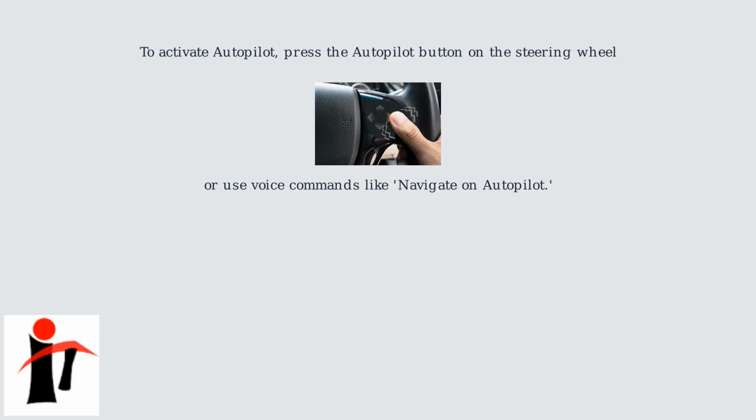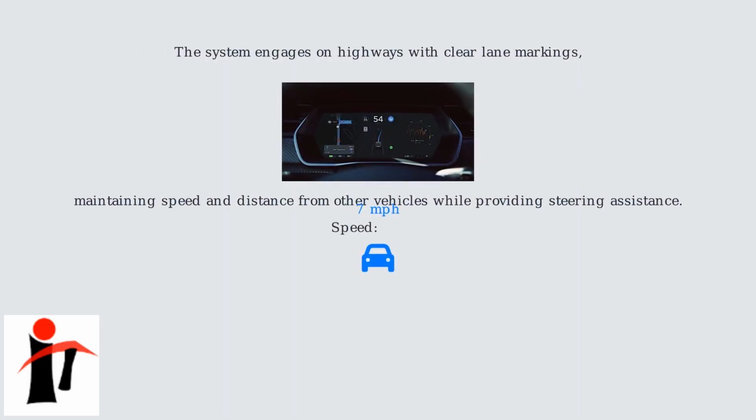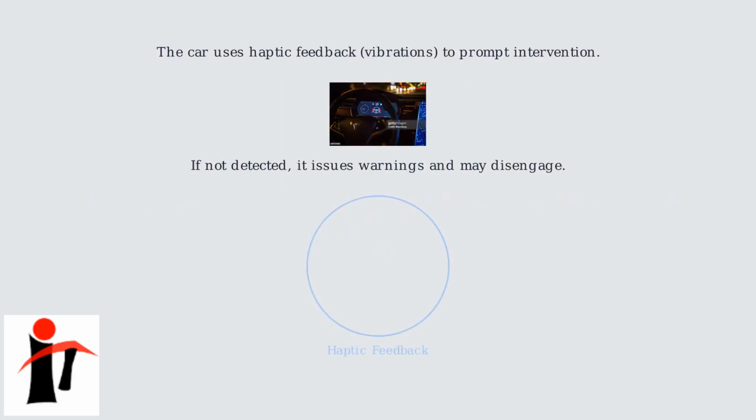To activate it, press the Autopilot button on the steering wheel or use voice commands like Navigate on Autopilot. The system engages on highways with clear lane markings, maintaining speed and distance from other vehicles while providing steering assistance. The car uses haptic feedback vibrations to prompt intervention. If not detected, it issues warnings and may disengage.